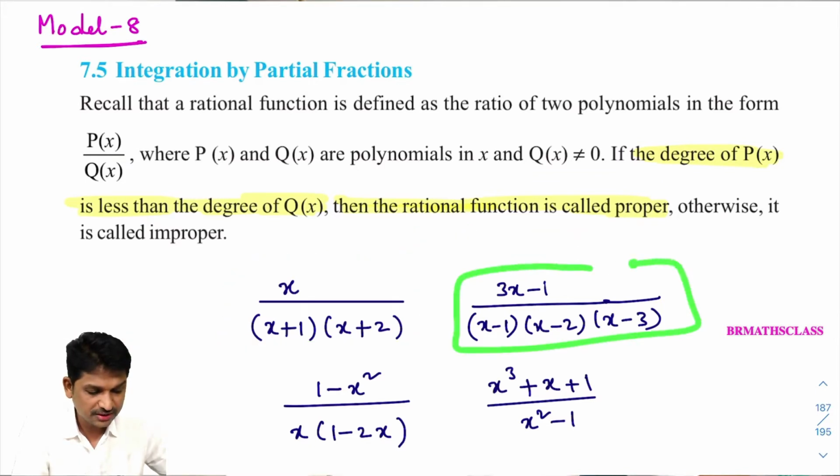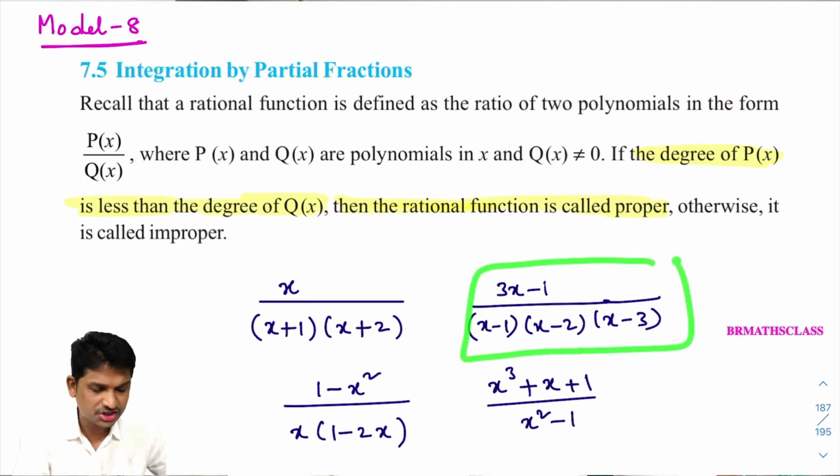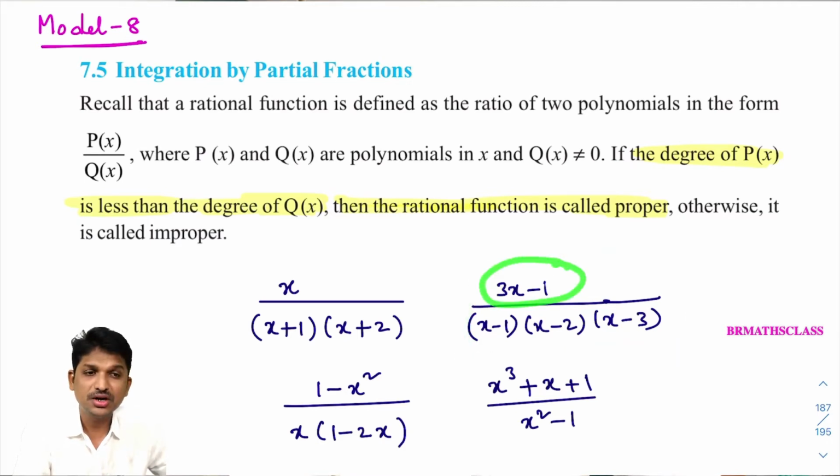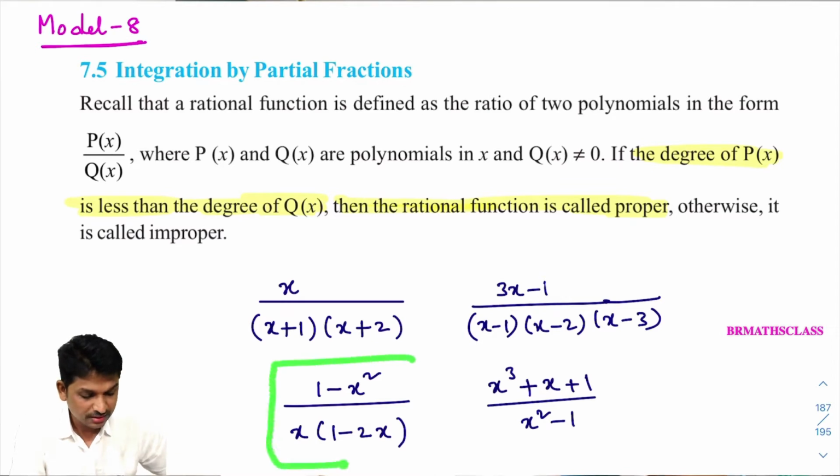Okay, you observe this one. Is this a proper rational function or improper rational function? It is proper. Why? The degree of the numerator is 1. What is the degree of the denominator? The degree of the denominator is 3. The degree of the numerator is less than the degree of the denominator. That's why this is the example for a proper rational function. I hope you are understanding. Right?